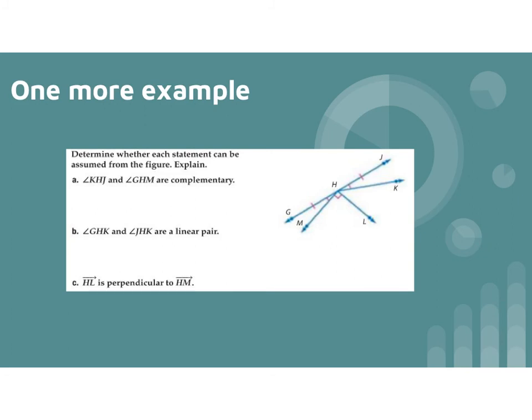Now that you have tried it, let us answer it together. Determine whether each statement can be assumed from the figure. So can we assume that KHJ and GHM are complementary? Remember, complementary means when added together, they equal 90 degrees. And no, we cannot assume that. There's nothing in there that tells us we can assume that.